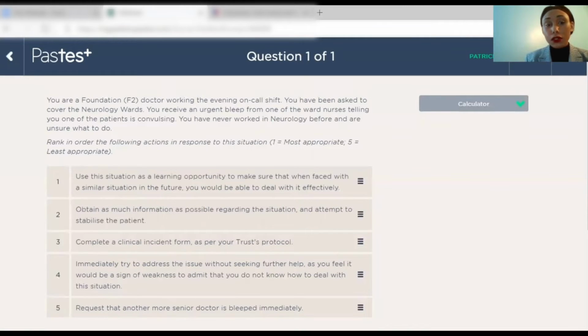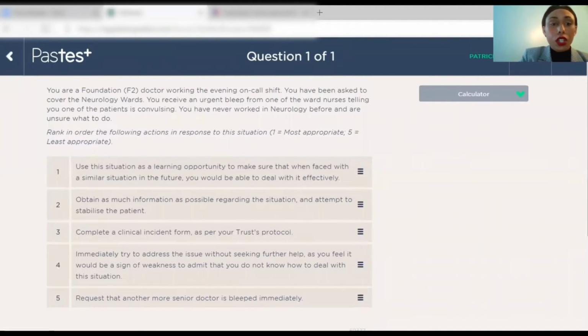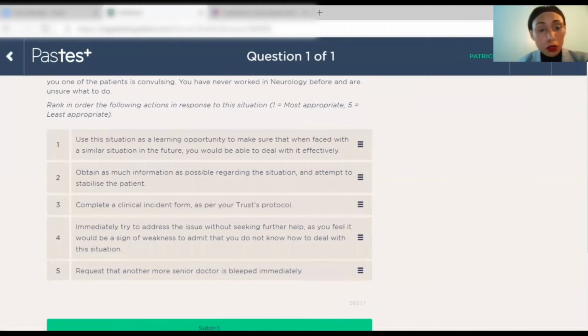So again, there are a few learning points here. The learning points here are to know your limitations. And of course, patient safety is of utmost importance. This is our first concern, our primary concern. So you have to read through all the responses, and you have to rank in terms of what is the most appropriate versus what is the least appropriate.